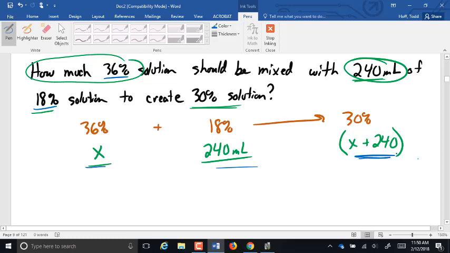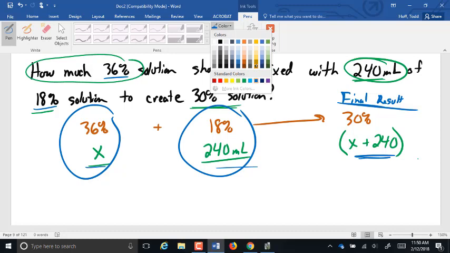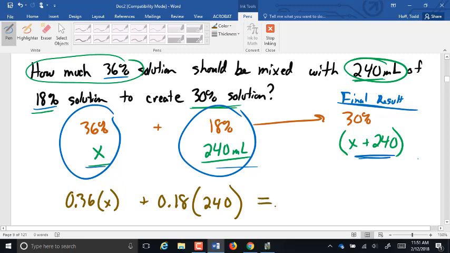Okay. So now the next step then is to set this up. We have the two ingredients. These are the two ingredients, and this is our final result. So we look at the amount of that serum, that medication, that is in each of the ingredient solutions. So for the first one here, we have a concentration of 36%, so 0.36, times X. We don't know the amount. For the second one, we have a concentration of 18%, so 0.18, times that amount, which is 240, equals, for our final solution, we have a concentration of 30%, so that's 0.3, times an amount of X plus 240.